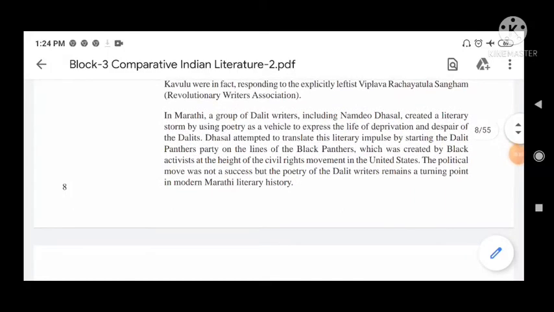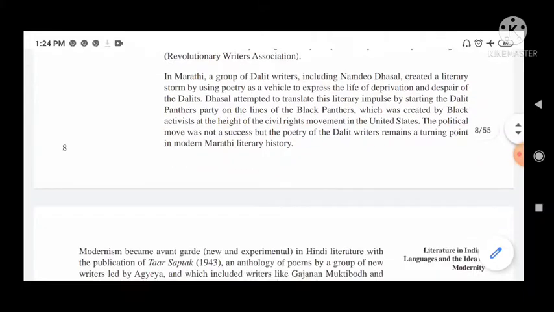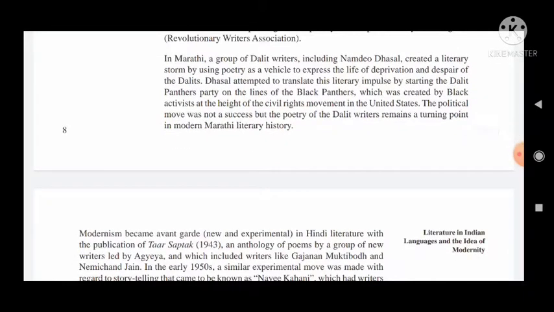Here it is the Dalit movement, that is Marathi, Namdev Dhasal. He used poetry as a vehicle to express the life of deprivation and despair of the Dalits. Dhasal attempted to translate the literary impulse by starting the Dalit Panthers Party on the lines of the Black Panthers, which was created by black activists at the height of the civil rights movement in the United States.